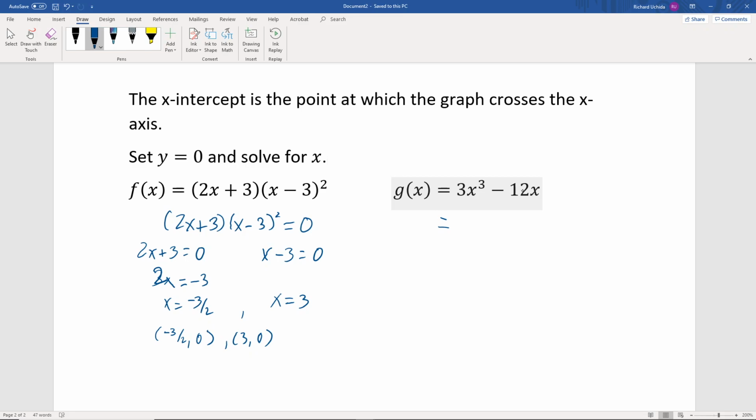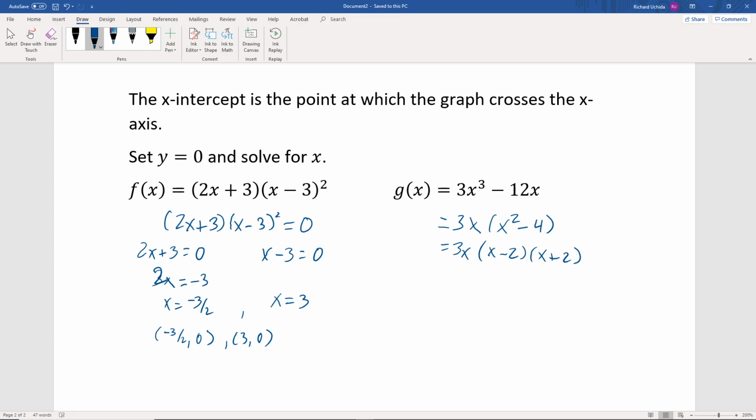Do all of the terms have a factor in common? In this case, we have 3x cubed and 12x, so you can factor out a 3x from both of those terms. If we do that, what would we have left over? We'd have 3x times the quantity x squared minus 4. Now, x squared minus 4 is a difference of two squares, that's x squared minus 2 squared. So that factors to x minus 2 times x plus 2.